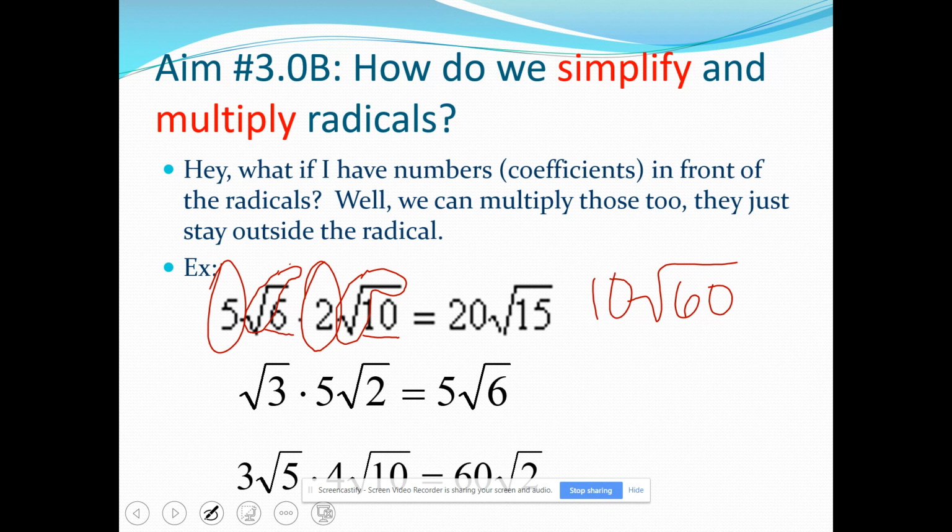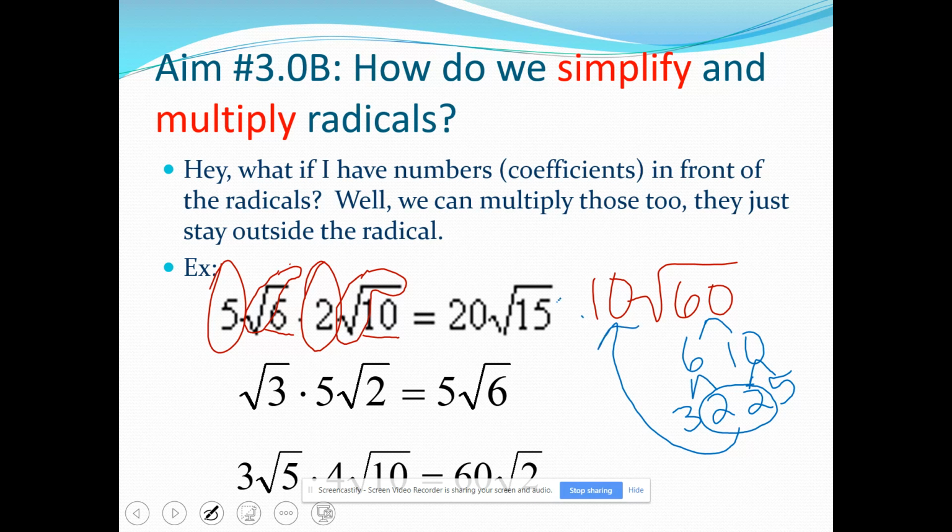Again, leave no radical unsimplified. So we're going to break the 60 down. We have 6 times 10, 3 times 2, 2 times 5. This is a second root, so we need a pair to come out here. So we're pulling the 2 out with the 10, and then the 3 and the 5 get stuck inside. So 2 times 10 is 20, and 3 times 5 on the inside is 15.